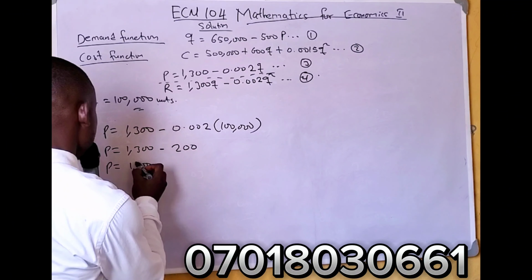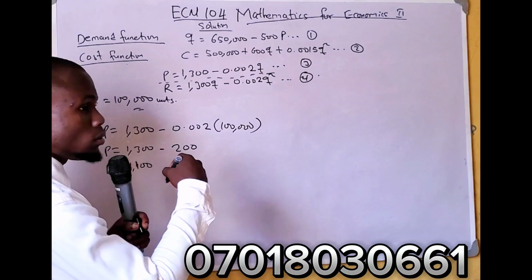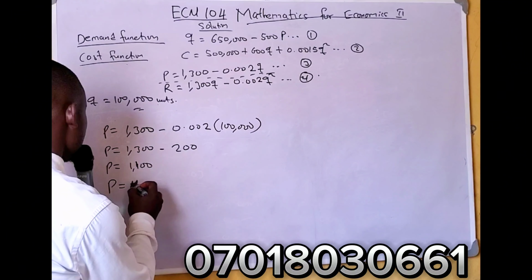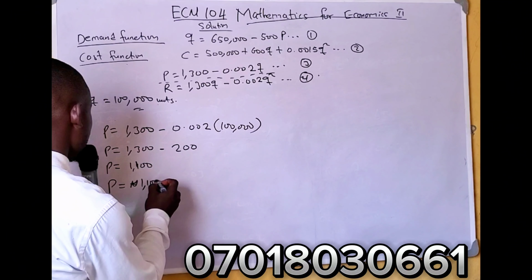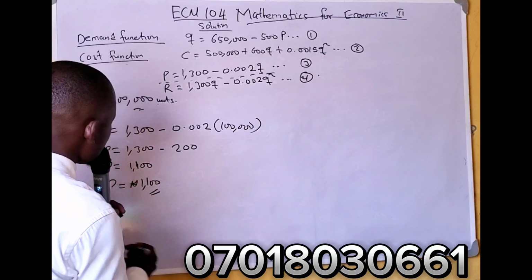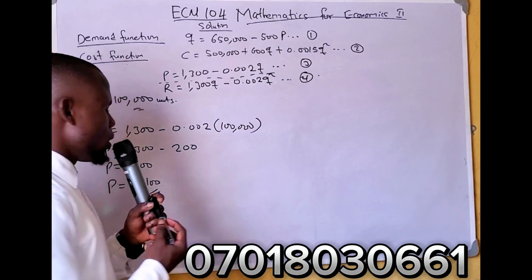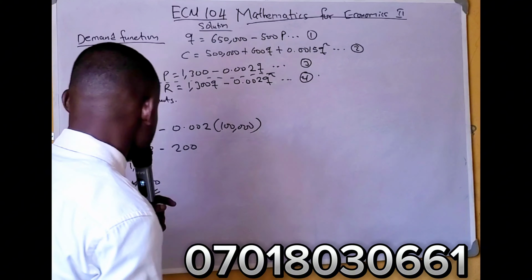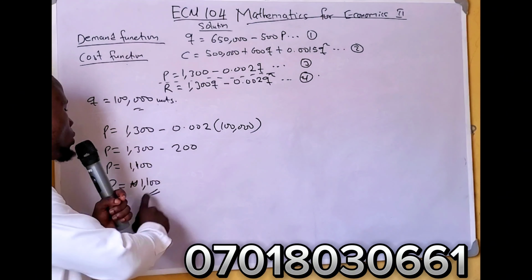1,100. Now, if you are dealing in naira, dollar, whatever the currency you are dealing with, you put it there. So your price charge will now be 1,100. This is the price charge. It's as simple as that. The next question, which is our second task: the price charge is 1,100.